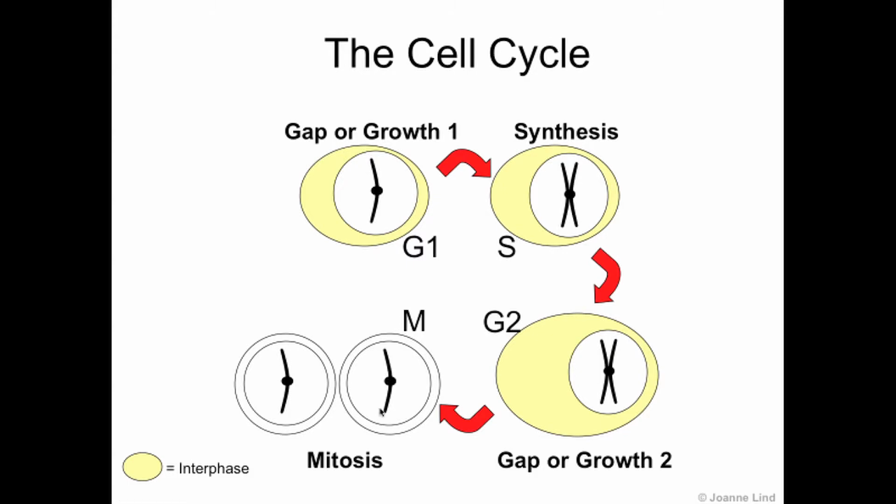Each of those cells then will go back round through the cell cycle. The yellow sections of the cell cycle I've represented as the interphase.